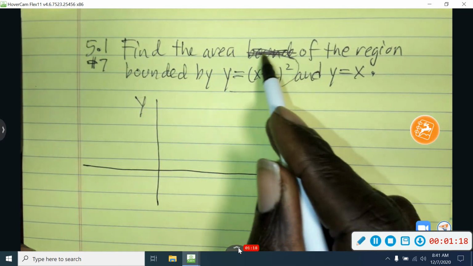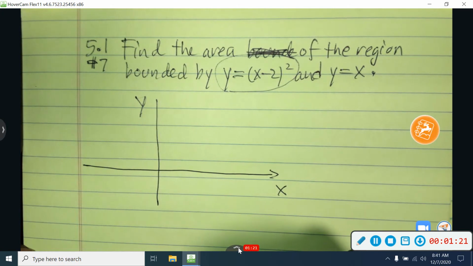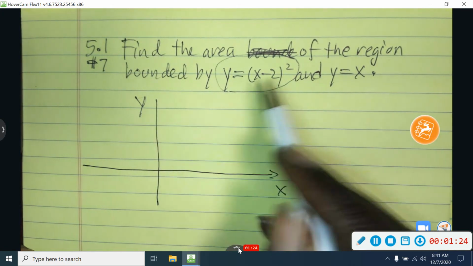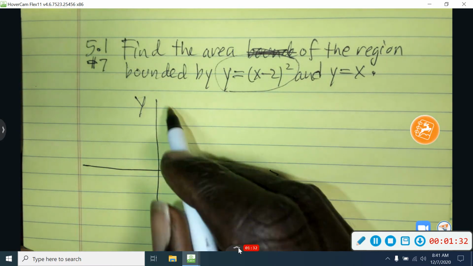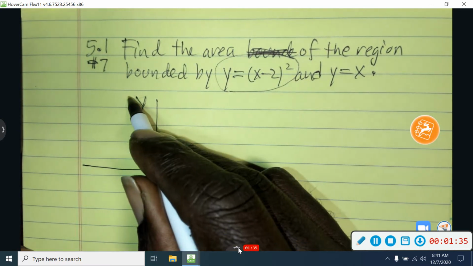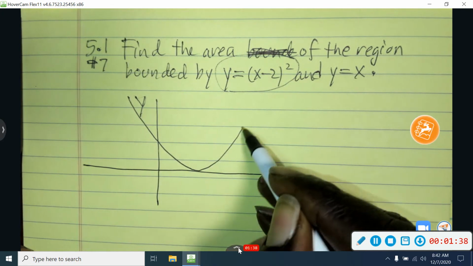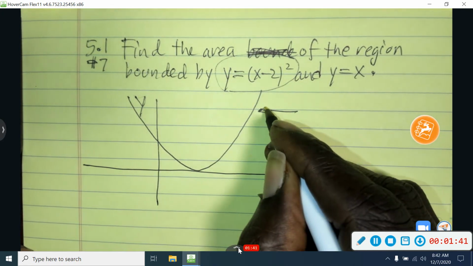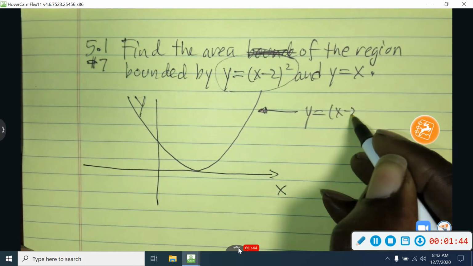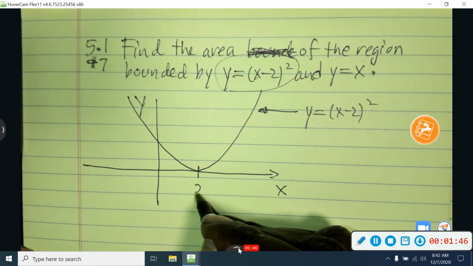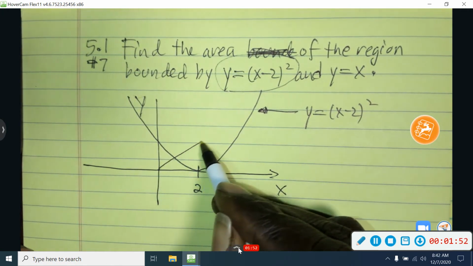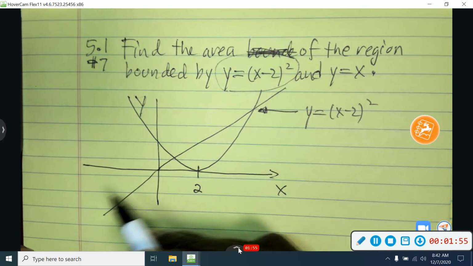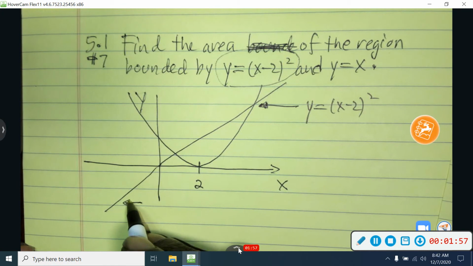So y equals (x minus 2) squared. y equals x squared is a parabola. Remember, when you subtract 2 from the variable, it moves the function to the right by 2, a horizontal shift. So it's a parabola moved over to the right by 2. There it is, y equals (x minus 2) squared, and this is the number 2. And y equals x, you know what that looks like. That's just a straight line through the origin. There's the y equals x line right there.